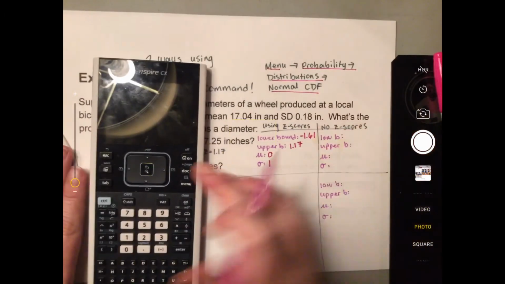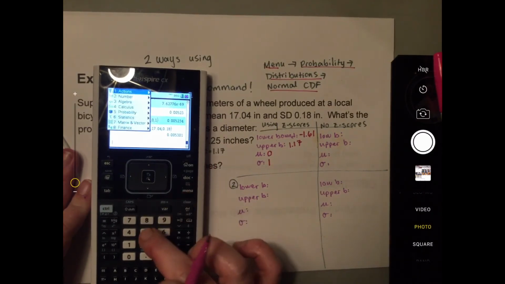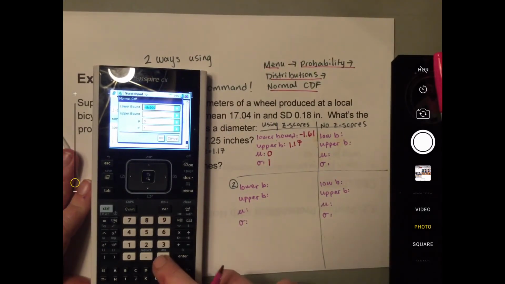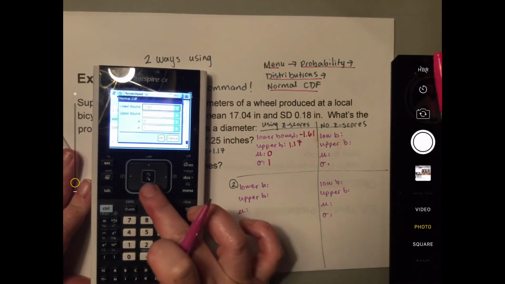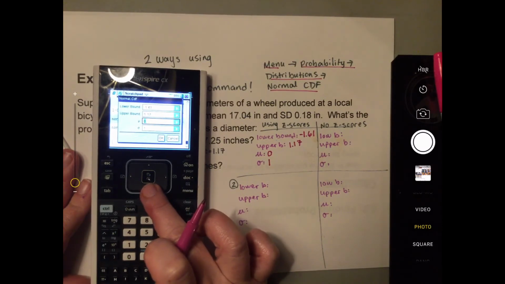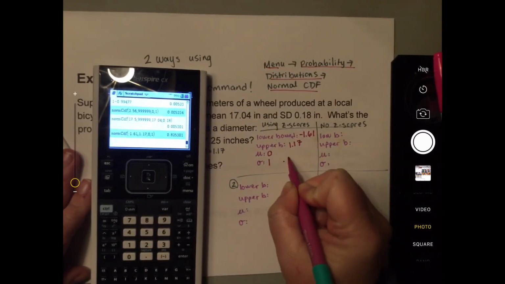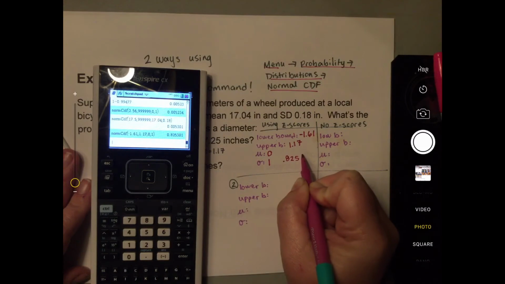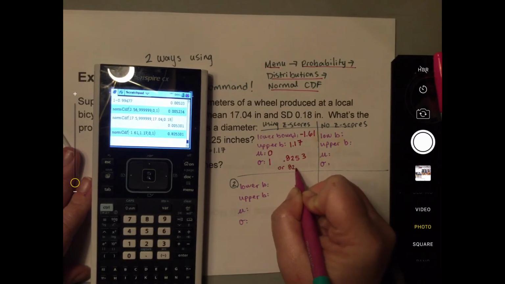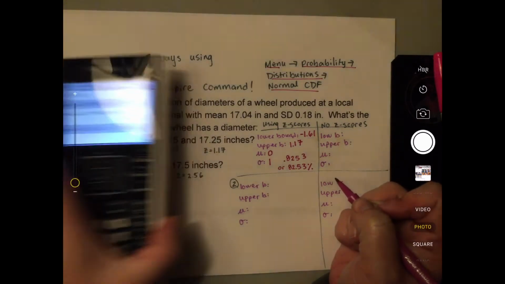So if I were to do this on the calculator, I would go to Menu, Probability, Distributions, Normal CDF, put in my lower bound as negative 1.61, my upper bound as 1.17, and then we're going to leave mu 0 and sigma 1 and press OK. When we do that, we get 0.8253. That is exactly what we got when we did it with our chart, or 82.53%.